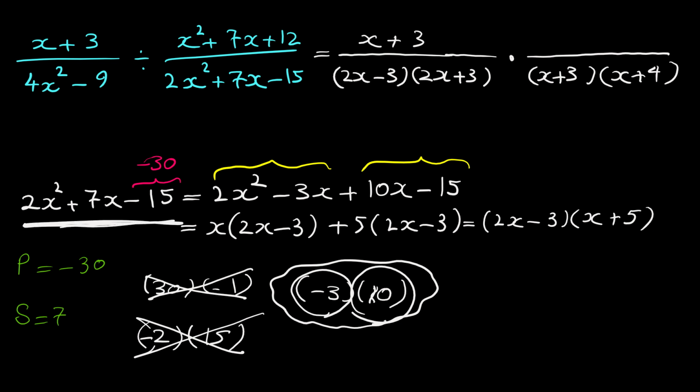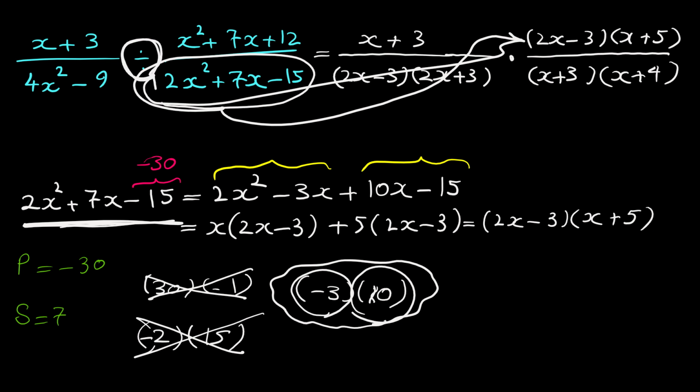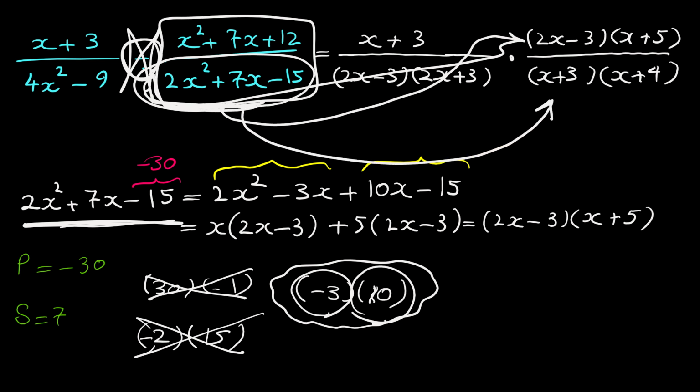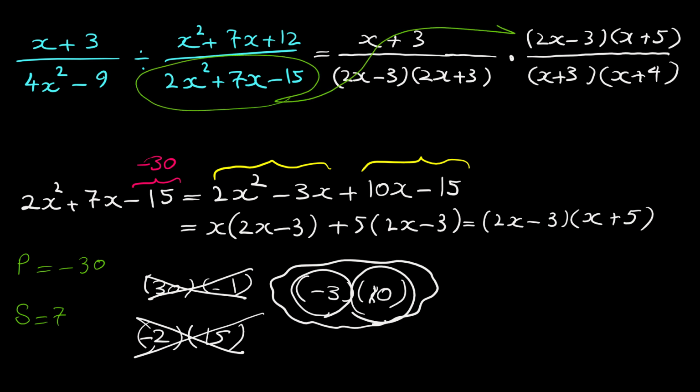So in the numerator we write (2x - 3)(x + 5). Attention, the reason that we write the factored form of this in the numerator is that this was division. In division, we have to multiply by the inverse of the rational expression. That's the reason we write the factored form of this in the numerator.